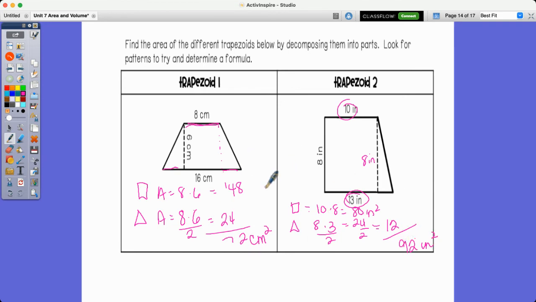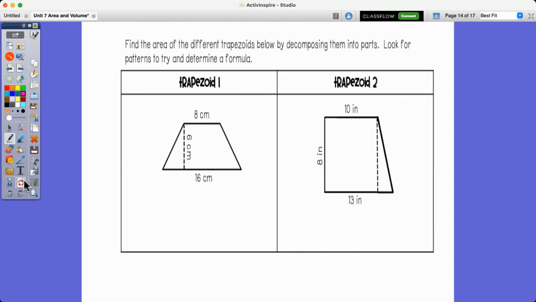Now I want to use these exact same figures and show you what it looks like using the proper formula. So I have area equals base 1 plus base 2 divided by 2 times height. My first base is 16, my second base is 8. Divide that by 2 times 6. So I have 24 divided by 2 is 12. 12 times 6 is 72. It is the same answer.